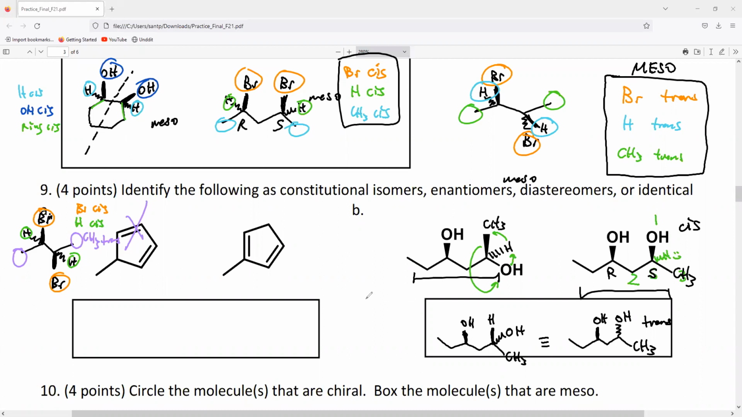Okay, cool. Now, one last thing that I want to cover for this before we move on. Sometimes you'll get molecules like this here. So we know this is meso, but sometimes we'll add in something in the middle here. We'll add a center there.